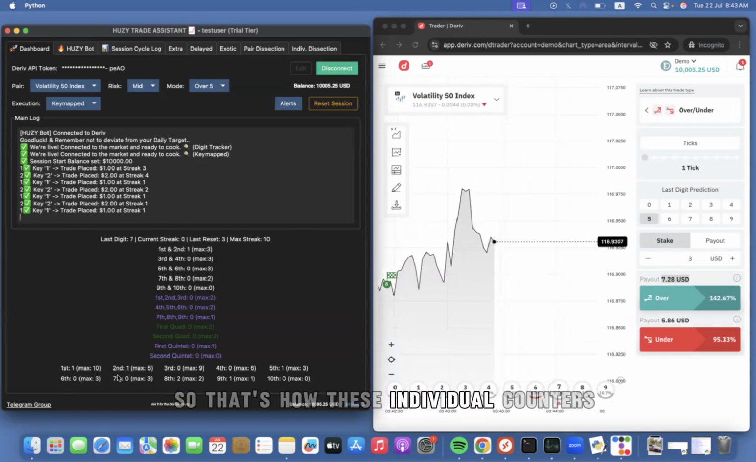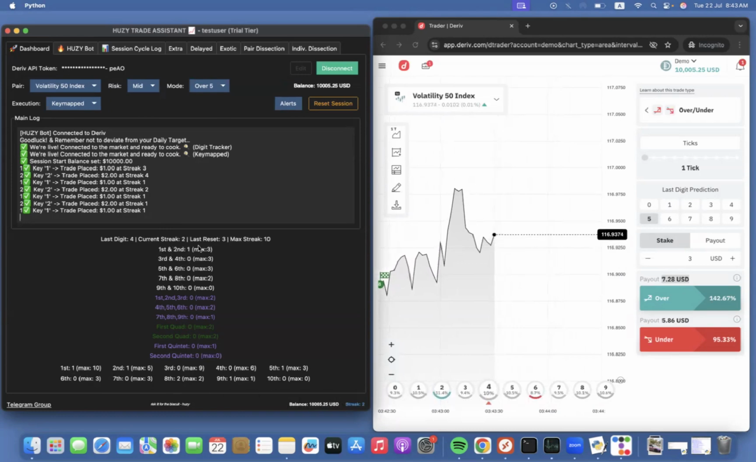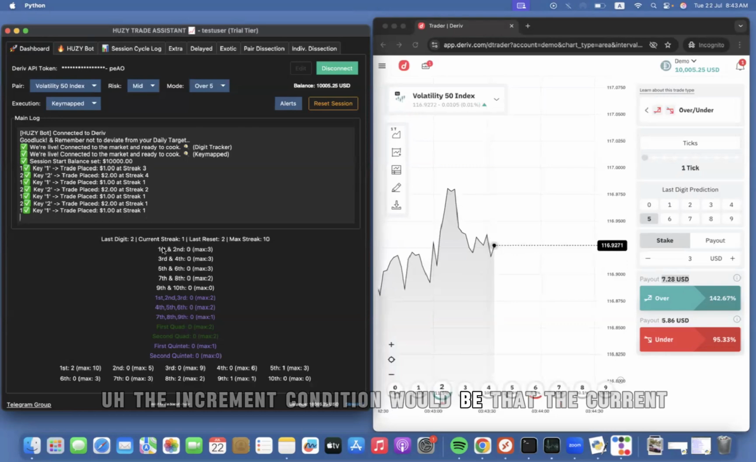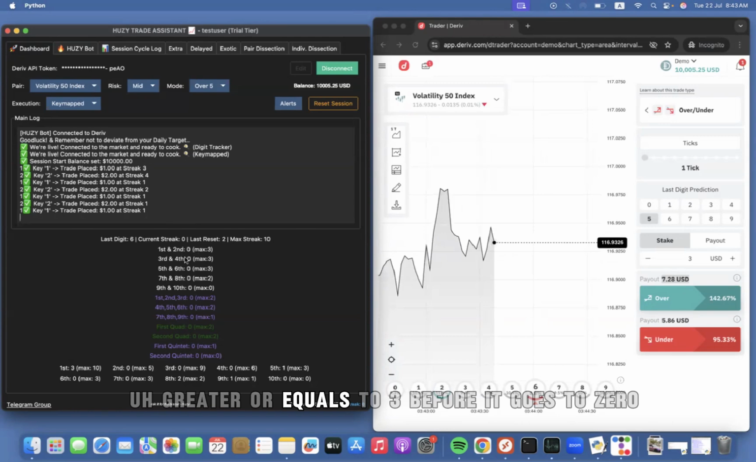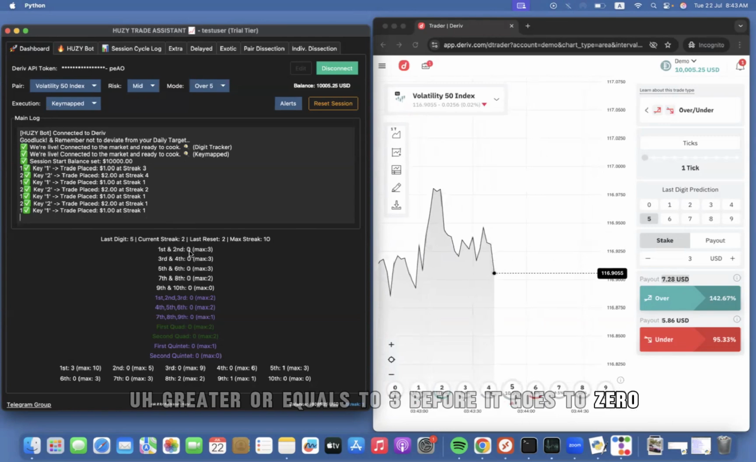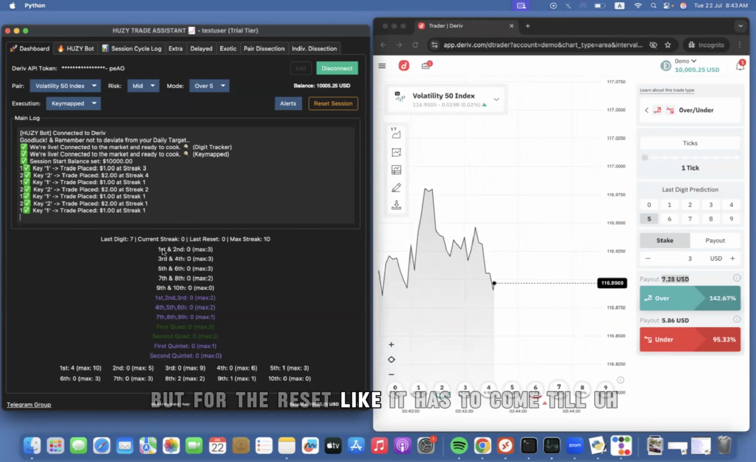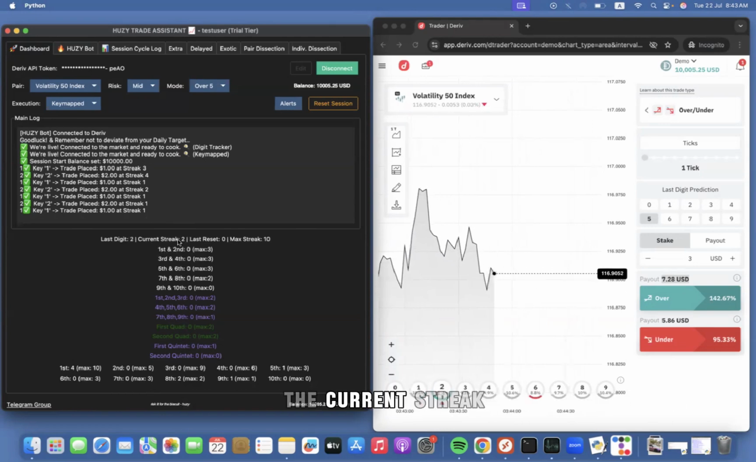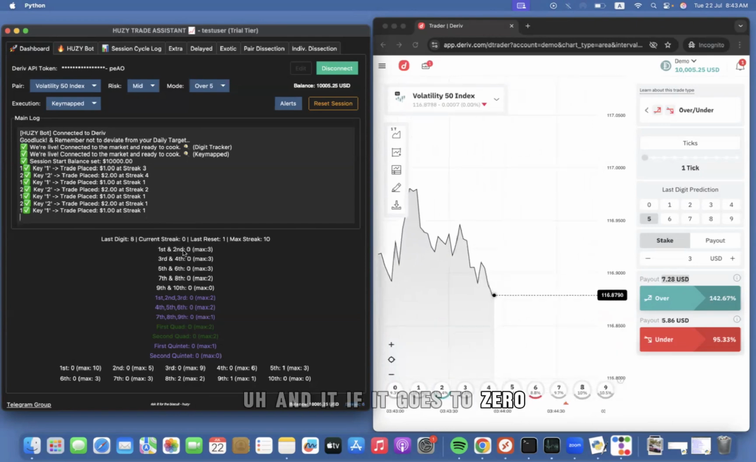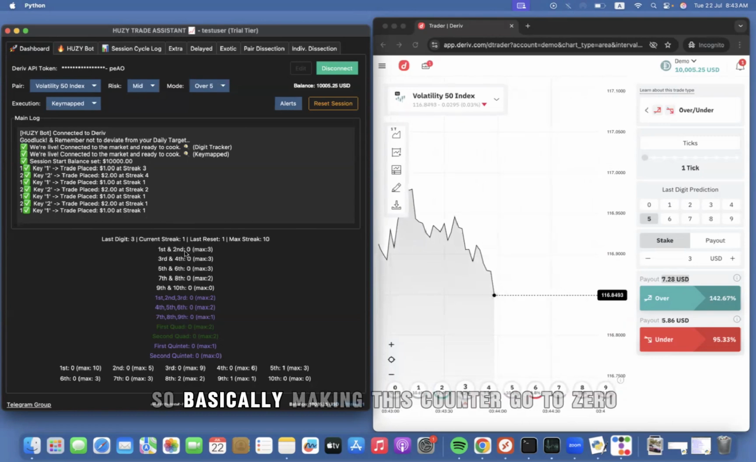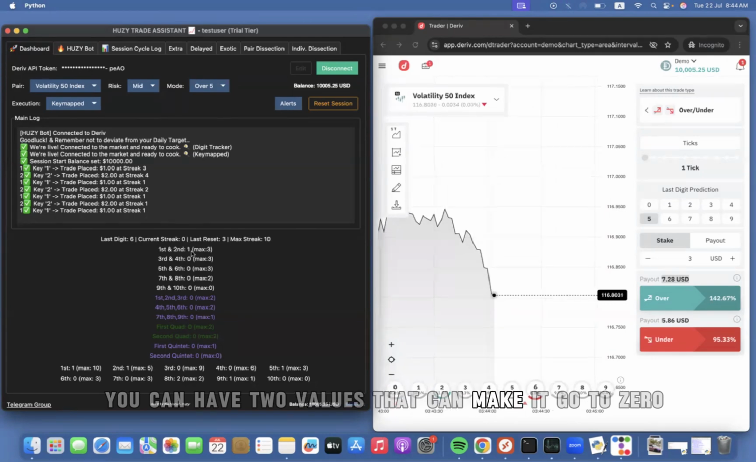So that's how these individual counters basically increment and reset. And at the same time, for pairs, the increment condition would be that the current streak value has to be greater or equal to 3 before it goes to 0. That would increment the first and second counter. But for the reset, the current streak can either be the first or the second, and if it goes to 0, then this is going to go to 0 as well. So basically, to make this counter go to 0, there are two values that can make it go to 0.